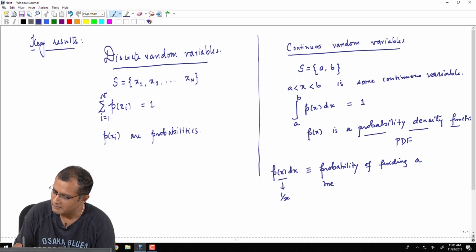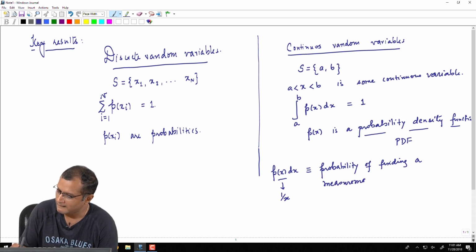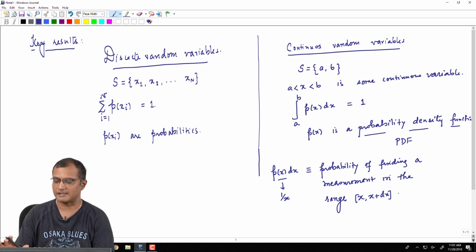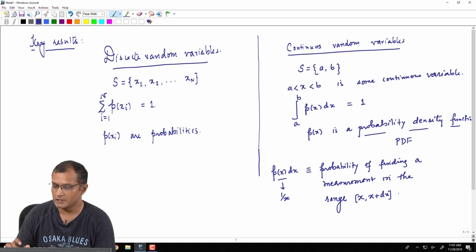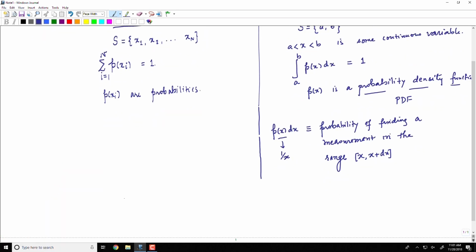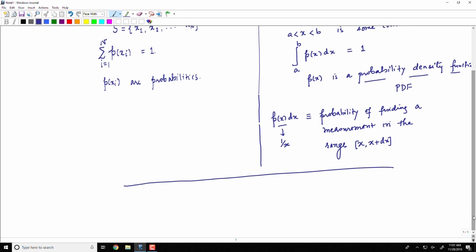a measurement in the range x and x plus dx, okay. That is the interpretation of p x dx, okay. p x dx is the probability, not p x itself. So, this is the important distinction that we made in the context of continuous random variables and discrete random variables. Okay.